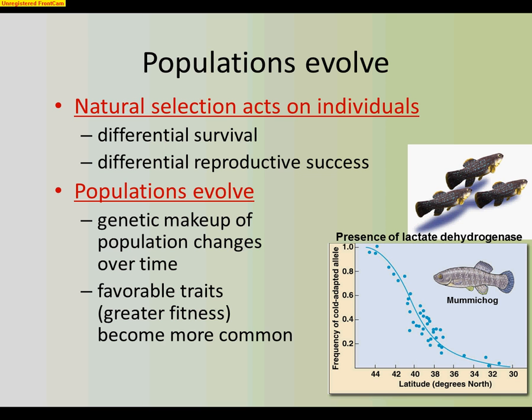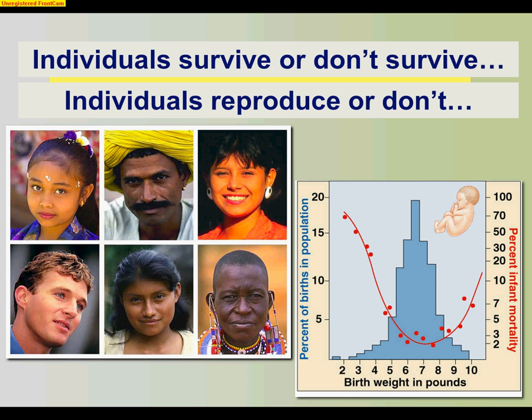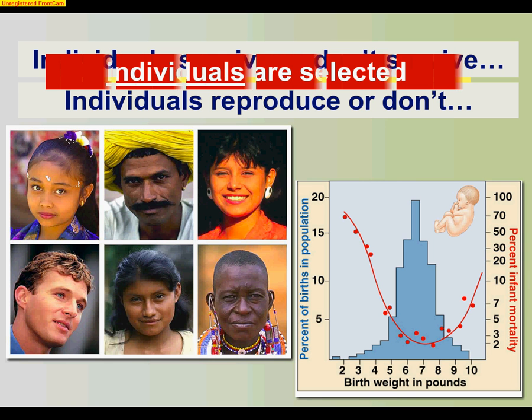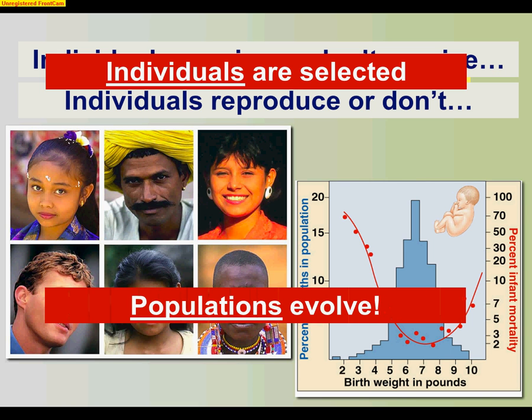Just to reiterate, individuals will survive or they don't survive. Individuals will reproduce or they don't reproduce. Individuals are what get selected. And based on those selections, that's when a population evolves.